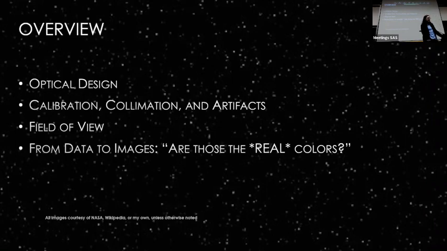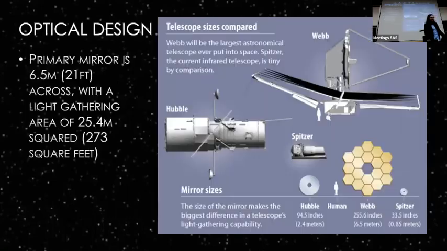Then field of view, in terms of what we are actually looking at in the sky with the James Webb. And probably what I get asked most commonly about my own images, and about astrophotography in general, for anything that isn't just the moon or the sun where we already know about it: from data to images. Are those the real colors? Is that what the objects really look like? We'll talk about that. So first of all, let's talk about the optical design.